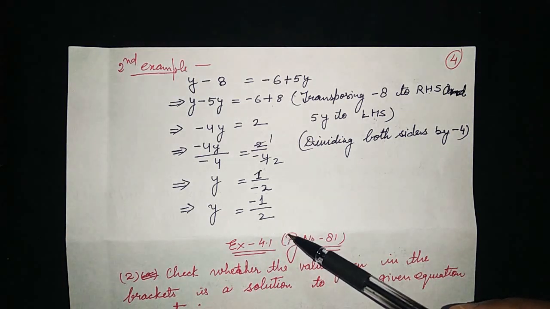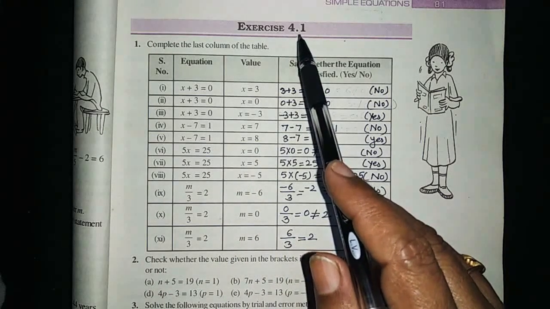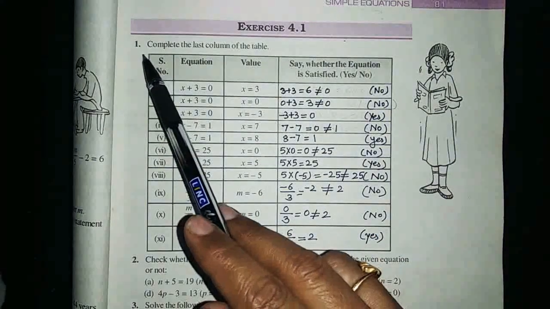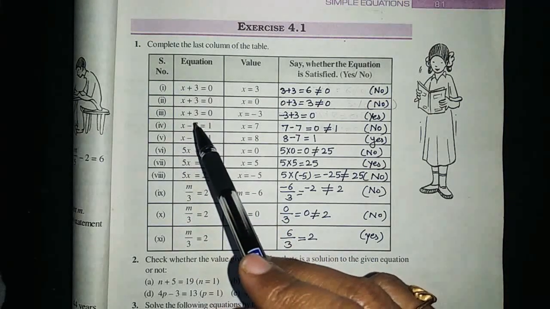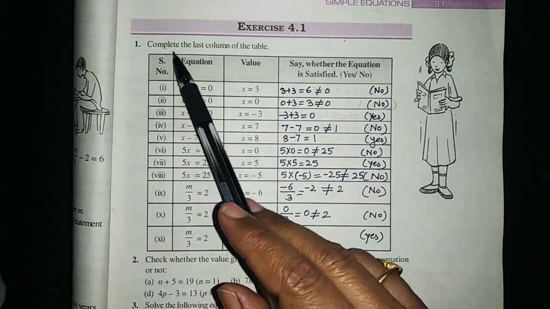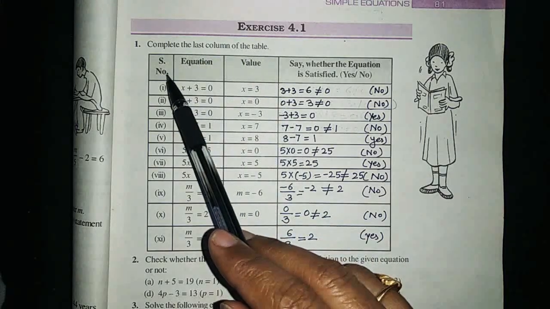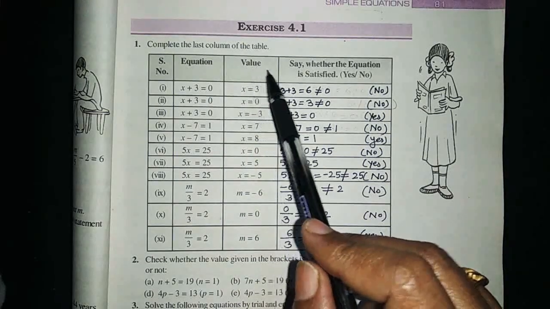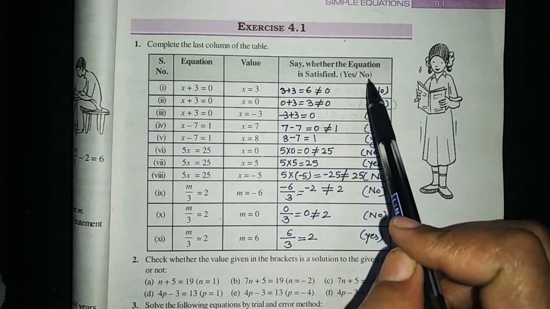Now students, the introduction of this chapter is over. Exercise 4.1 of the simple equation chapter. First I am taking question number 1, and this question I am explaining to you in the book, but you will solve this question in your notebook. Now see the question. Complete the last column of the table. Here serial number. This is the given equation. Here value, and this says whether the equation is satisfied, yes or no.